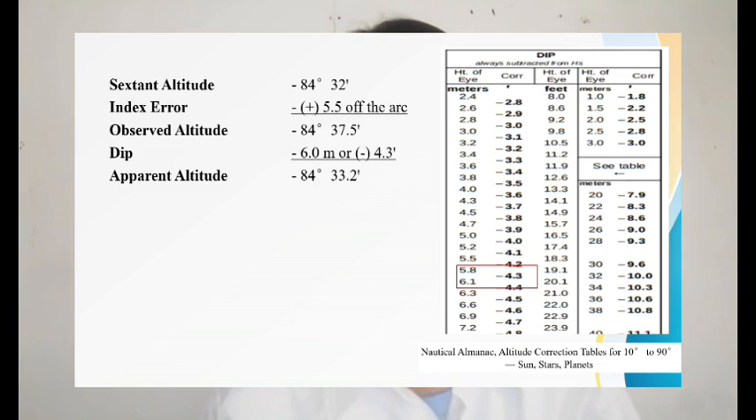So the next step is to find the apparent altitude. Apparent altitude is the difference between observed altitude and the dip. So take note that the dip is always subtracted from the observed altitude. So our observed altitude is 84 degrees and 37.5 minutes, subtracted by our dip, which is 4.3 minutes. So our apparent altitude is 84 degrees and 33.2 minutes.